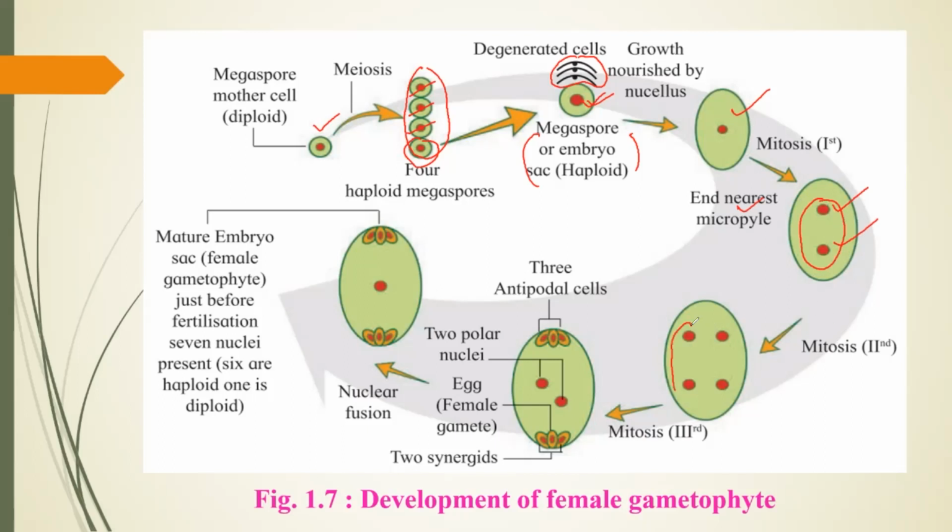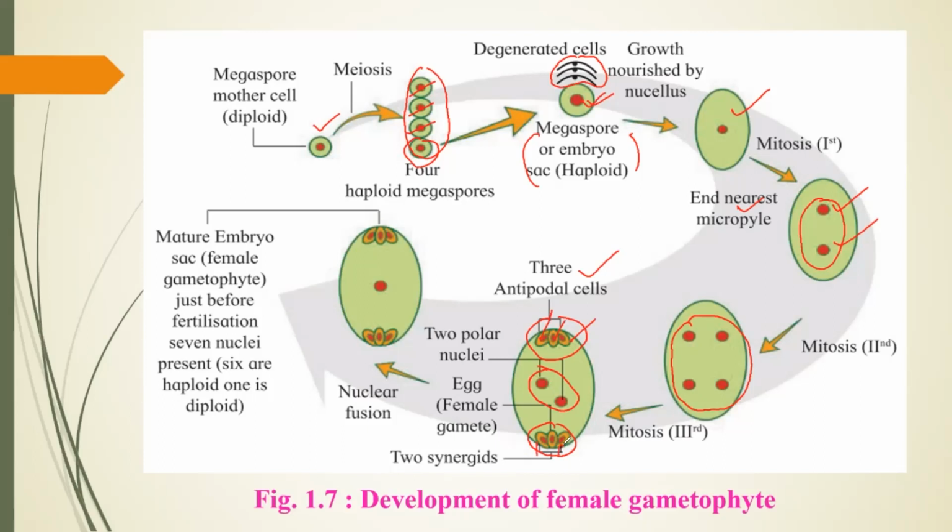It is going to produce 4 cells. Later on, these 4 nuclei are again going to be divided. 4 चे 8 होणार. त्यापैकी 1, 2, 3. It is going to form 3 antipodal cells. Then 2 are present at the center. Okay, and the remaining 3 which are present here.